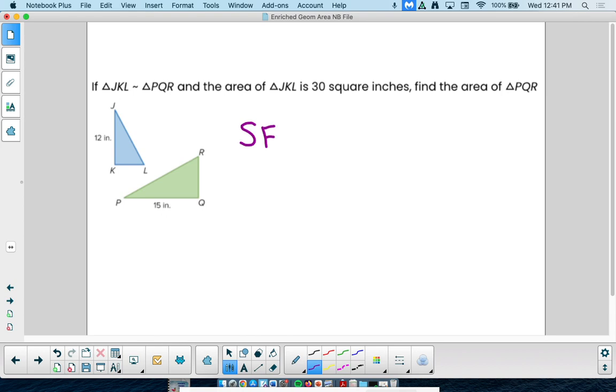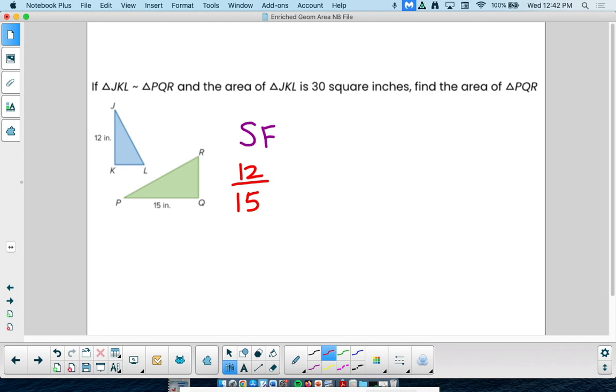So I'm going to start with my scale factor. What would that be? 12 over 15. Yeah, I like to put that smaller one on top just because my brain works that way. And then to make your life easier, always reduce if you can. And if you don't remember how to do it on your calculator, 12, the ABC button, 15.